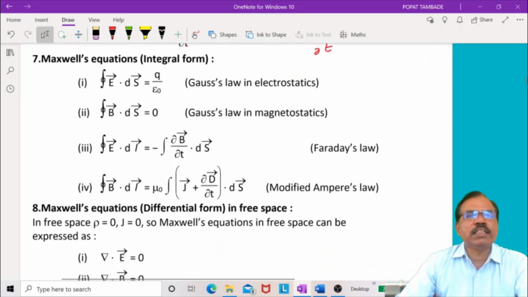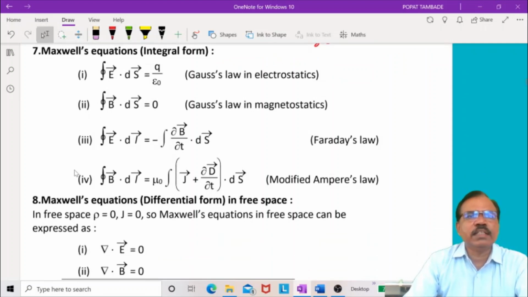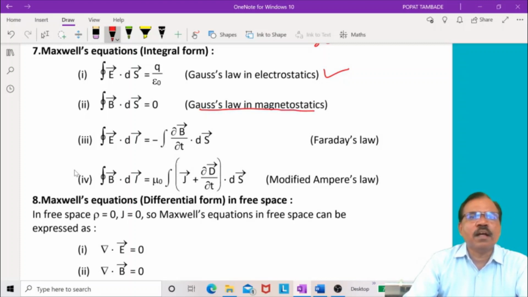So these are Maxwell's equations in integral form. Integration E dot ds is equal to q upon epsilon 0. This is Gauss law. Integration B dot ds is equal to 0. This is Gauss law in magnetostatics. Integration E dot dl is equal to minus integration ∂B/∂t dot ds. This is Faraday's law of electromagnetic induction. And integration B dot dl, line integral, is equal to mu 0 integration of J plus ∂D/∂t dot ds. This is modified Ampere's law, and this part is modified by Maxwell.